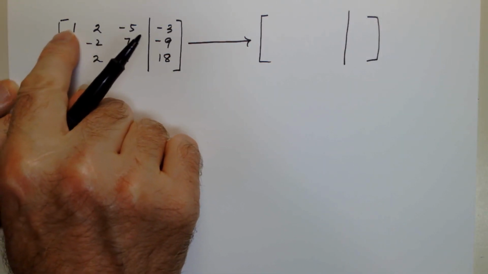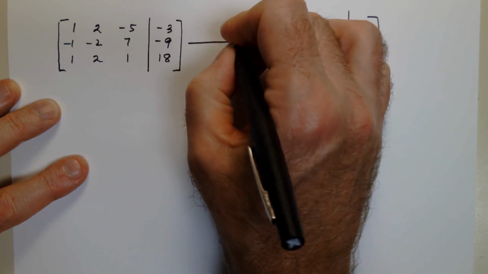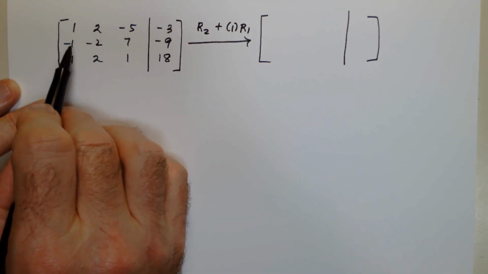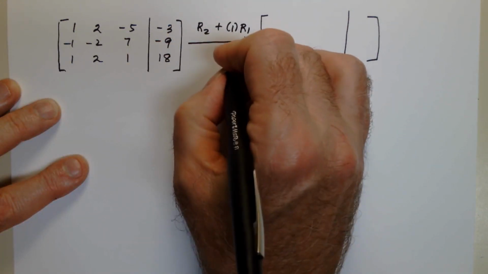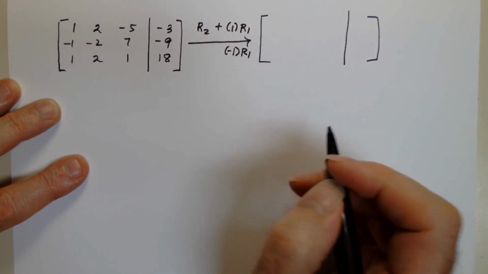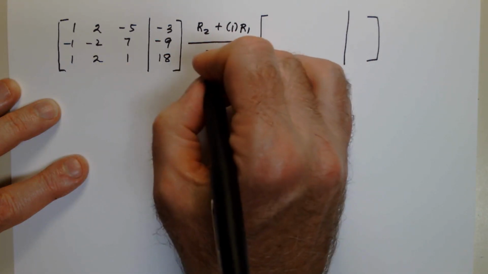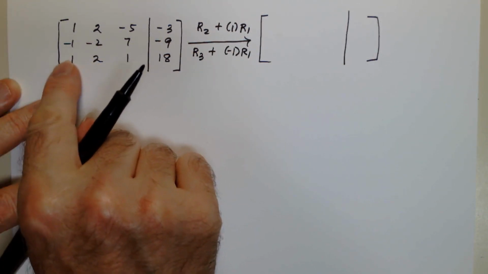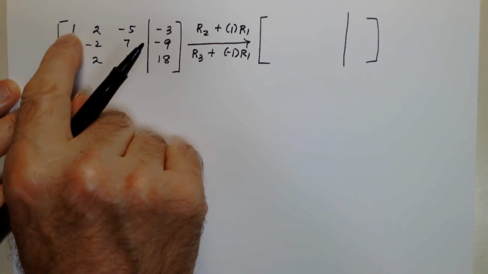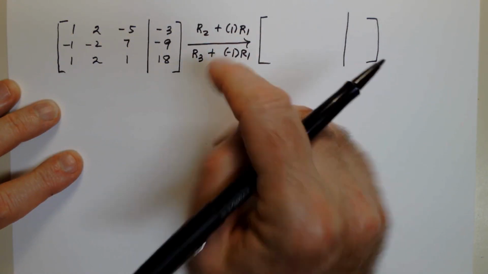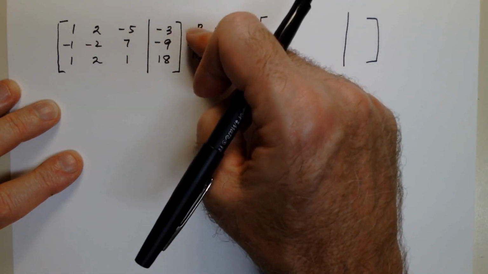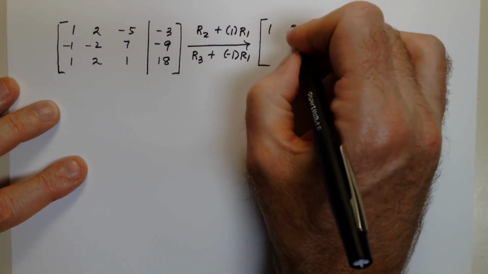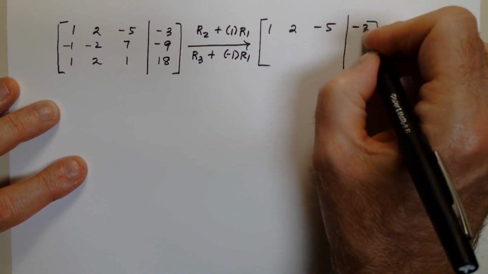So I'm going to multiply row 1 by 1 and add that onto row 2. And that's going to have the effect of turning that into a 0. And I can multiply row 1 by -1 and add it onto row 3. And that's going to have the effect of turning that into a 0 as well. So I can do both of these at the same time since I'm using row 1 to consistently change, in this case, rows 2 and 3. Now, row 1 is not going to change. It's going to stay as 1, 2, -5, and -3.